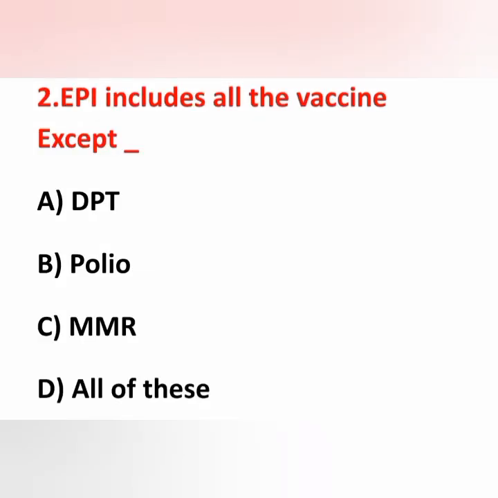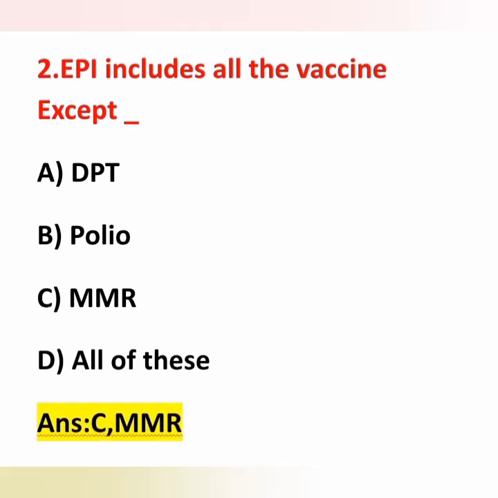Question number 2. EPI includes all the vaccines except. EPI means Expanded Program on Immunization. And options are option A DPT, option B polio, option C MMR, option D all of this. And the correct answer for this question is option C. MMR is the correct answer.